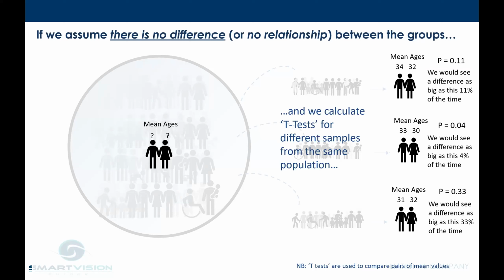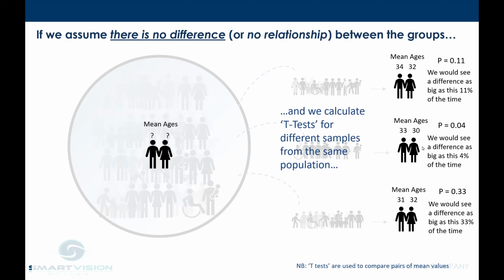It basically says that you'd see a difference as big as this 11% of the time. If we see a difference here of 3 years, 33 to 30, we might get a value of 0.04. And it's saying we'd see a difference as big as this 4% of the time. And if you got quite a small difference here of just 1 year, we would see a difference as big as this or as small as this, if you like, depending on how you want to interpret, 33% of the time. So this is how we're interpreting these p-values. We see a difference as big as this or as small as this, X percentage of the time.